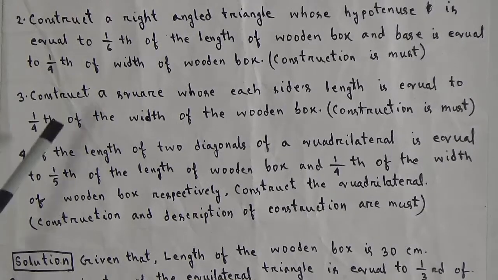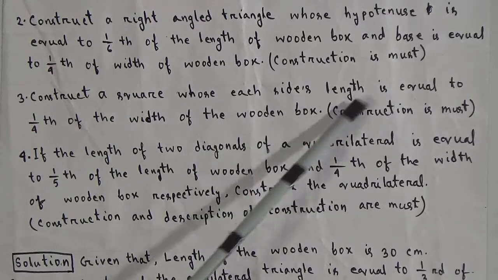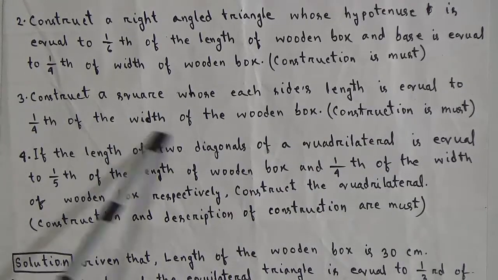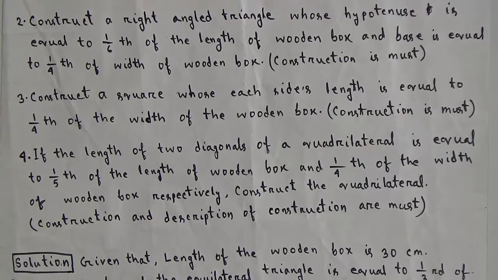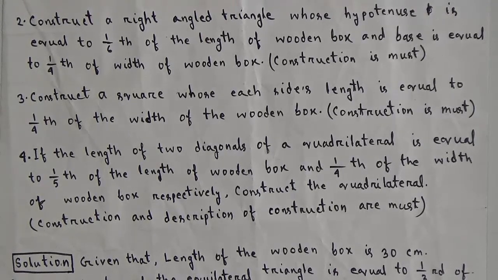Three number question is: construct a square whose each side's length is equal to 1/4 of the width of the wooden box, and construction is a must. That means we only have to draw the square and each side of the square will be 1/4 of the width of the wooden box. Here the width of the wooden box is 16 centimeter. So 1/4 of 16 is equal to 4 centimeter. That means each side's length of the square will be 4 centimeter.